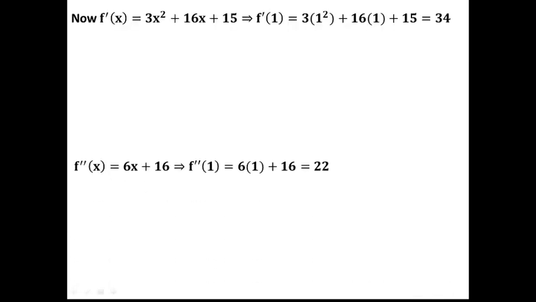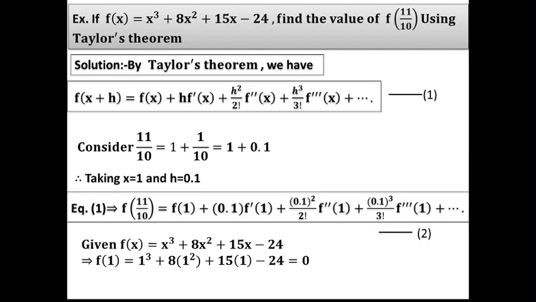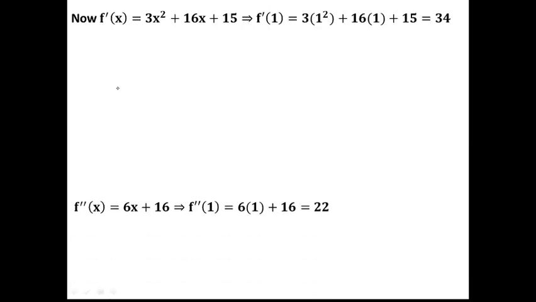So we will differentiate this f of x. Okay, we will differentiate this f of x with respect to x. So we will have the first derivative. Now after differentiating this, let's put x as 1. So we get it as 34. Then again differentiating this first derivative term, f dash of x, we will get f double dash of x.